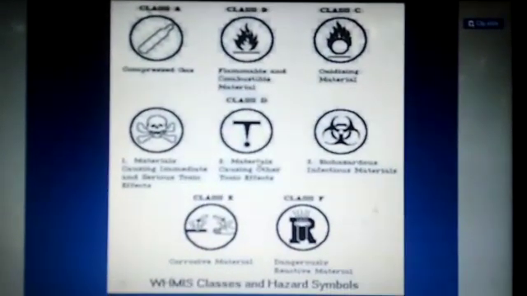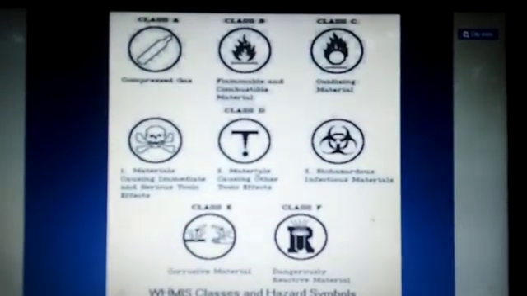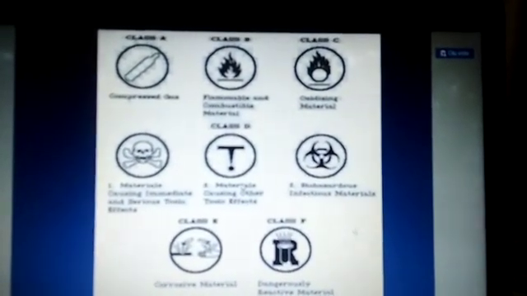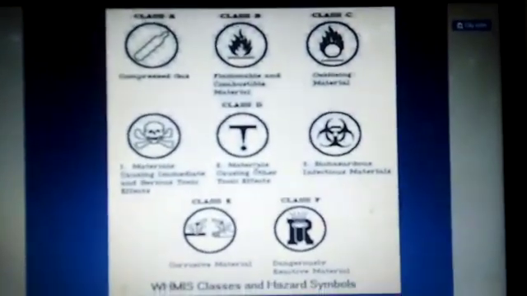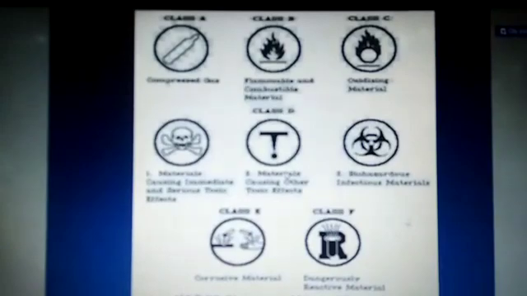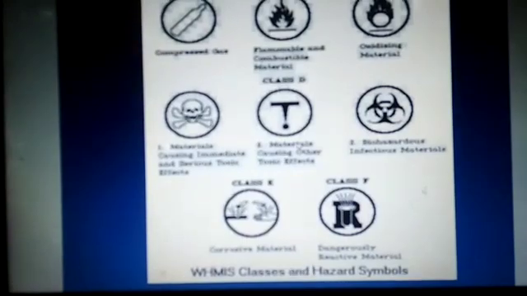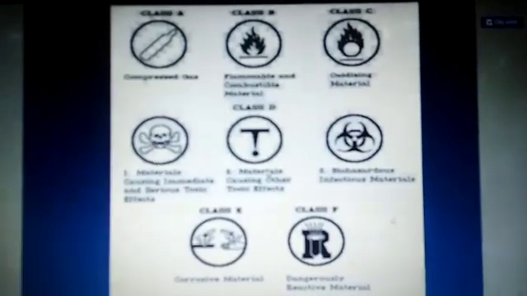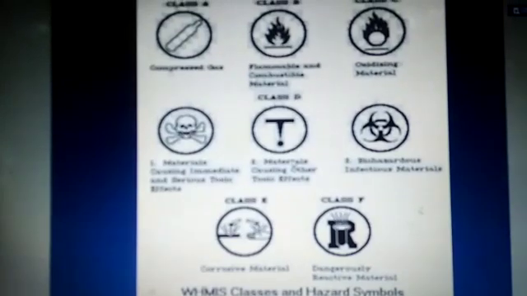So what are the categories? There are classes to identify: class A, class B, and class C. In class A, the figure shown is for compressed gases. Another is material causing immediate and serious toxic effects. The skull image is used to identify materials causing immediate and serious toxic effects.